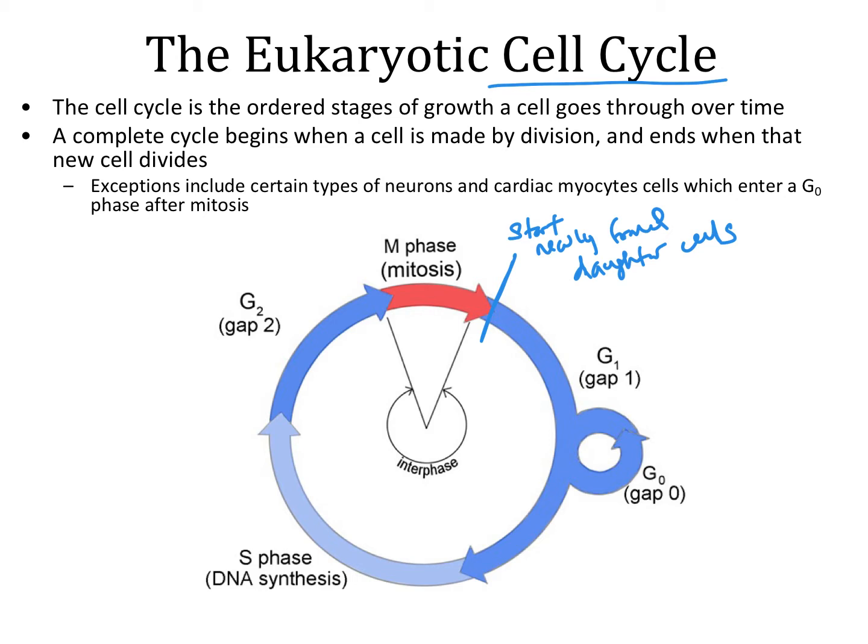So we enter into the first part of the cell cycle, which is called the gap 1 phase. We also call it G1, and this is part of a larger phase that we call interphase. So G1 is where you have normal function taking place.